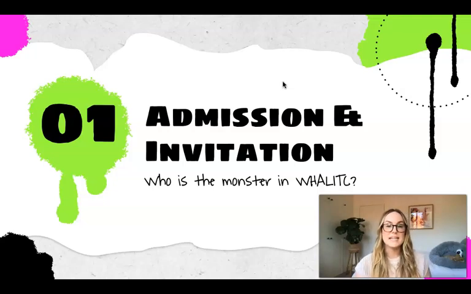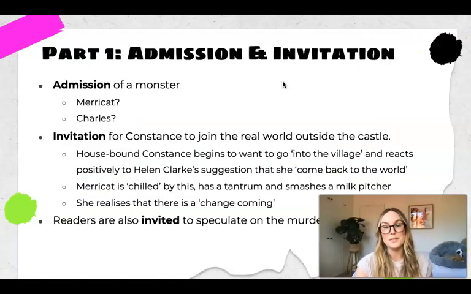So let's break this down in a little bit more detail. Looking at this first section, the real question that we have in this part is, who is the monster? Here we have the admission of a monster of some kind. We also have this invitation for Constance to join the world outside of the castle. And we know from chapter 1 that she is housebound. She is unable to leave the home, and so this invitation is raised several times at the beginning of the novella, where housebound Constance wants to go into the village.